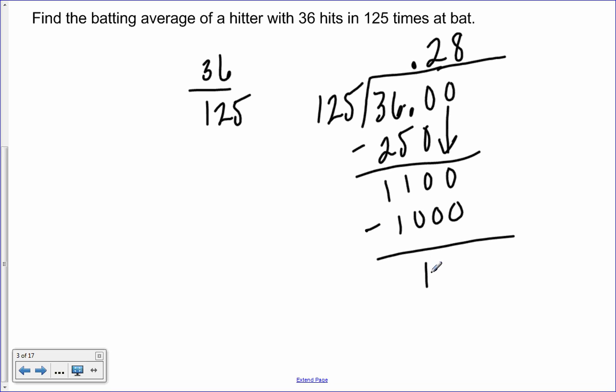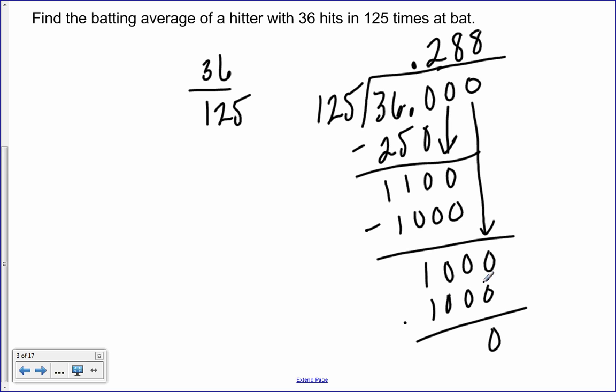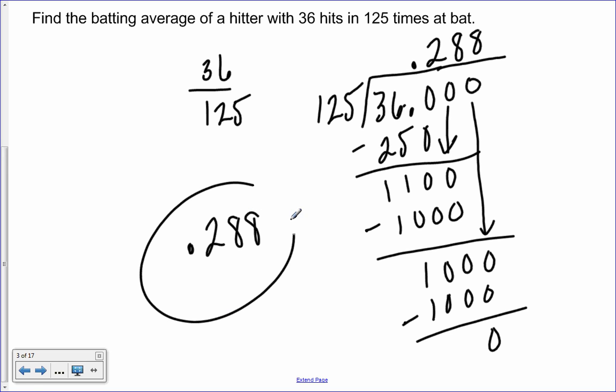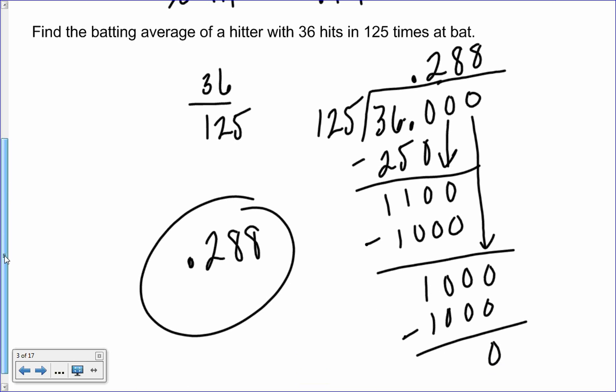Subtract 1, 0, 0, and one last time I need to annex the 0 and bring down another. And how many times does 125 go into 1,000? Well, we already know, 8 times. So we have a remainder of 0, which means we're done. So we know that this player's batting average is .288. Make sure you have this example written in your notes.